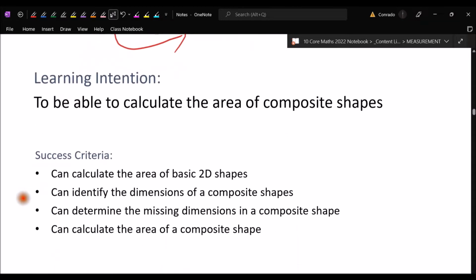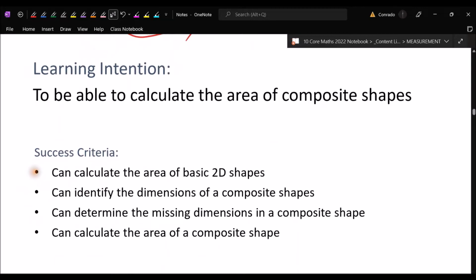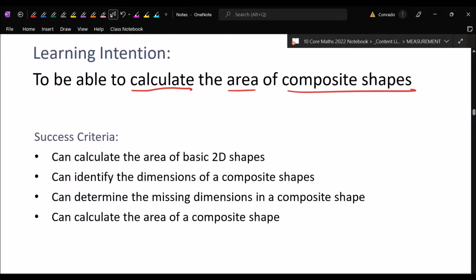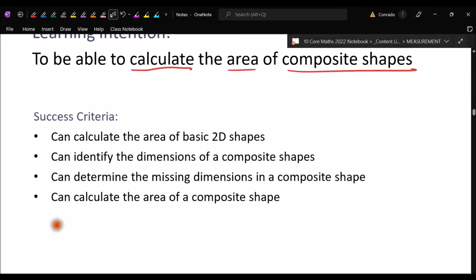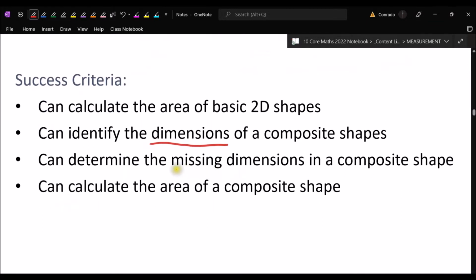So as our learning intention, what I would like you to be able to do by the end of today's lesson is calculate the area of composite shapes. If you can do that, I will be happy. There are a few shapes that we're going to look into, and most of them are just basic 2D shapes, nothing too crazy. You should also be able to identify the dimensions. When we talk about dimensions, we're talking about the side lengths of these shapes.